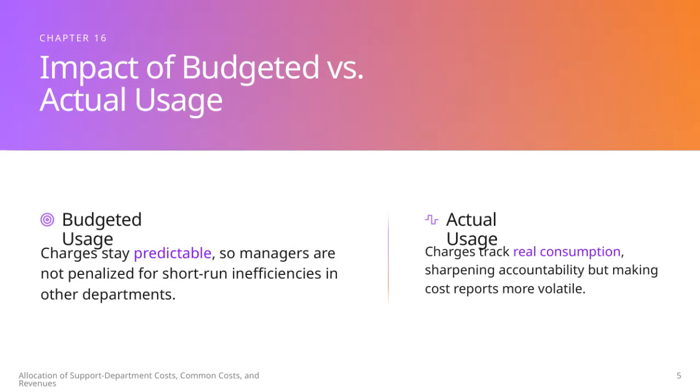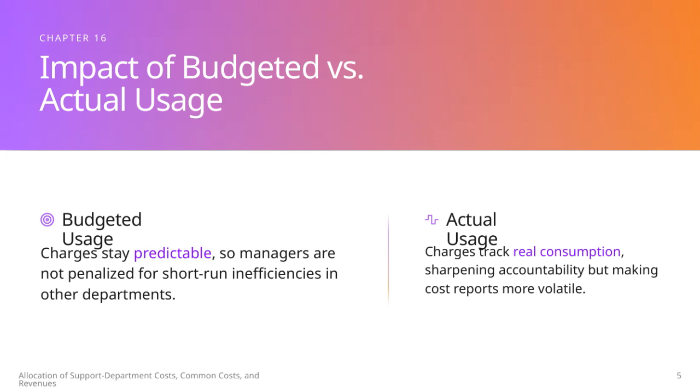On this slide, we're looking at the impact of using budgeted usage versus actual usage when allocating support department costs, common costs, and revenues. When we base charges on budgeted usage, the main advantage is that charges remain predictable. This predictability is important because it means managers aren't penalized for short-term inefficiencies that may occur in other departments. In other words, it smooths out fluctuations, helping managers focus on their own performance without worrying about unpredictable cost swings.